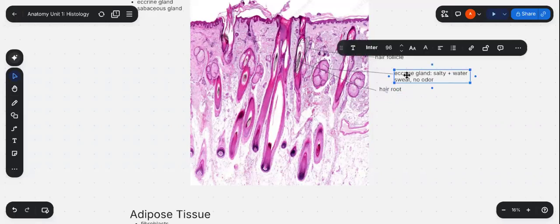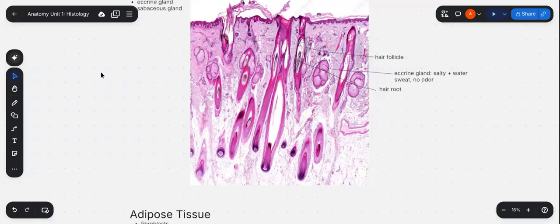If you guys have heard of apocrine glands, they are going to be the ones that produce that waxy type of sweat. It's waxy, fattier, and it also is going to have more of a smell to it.